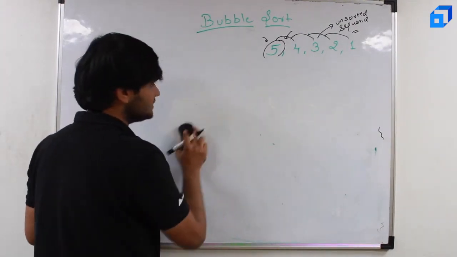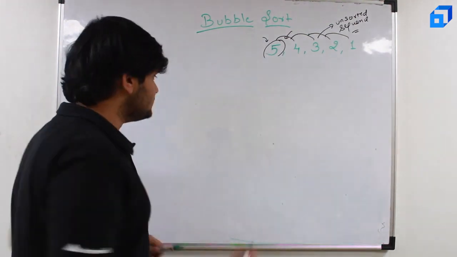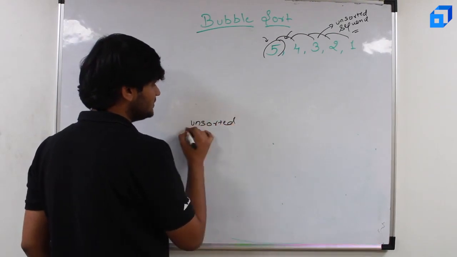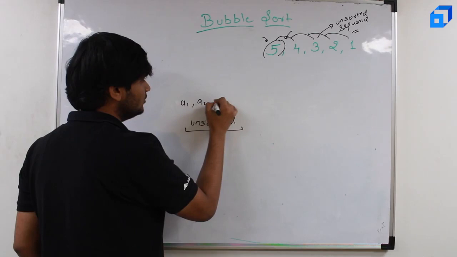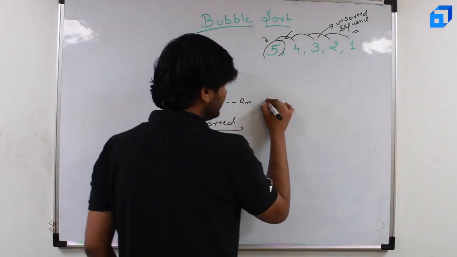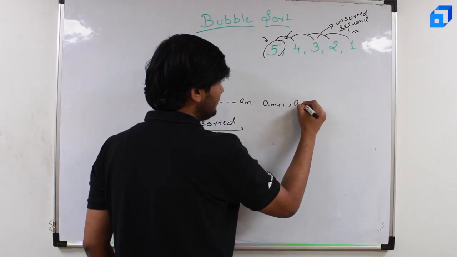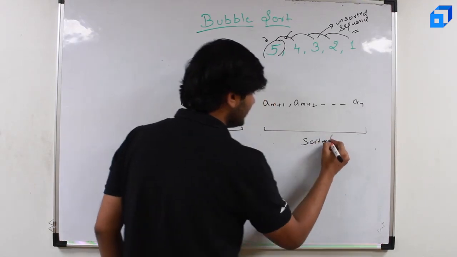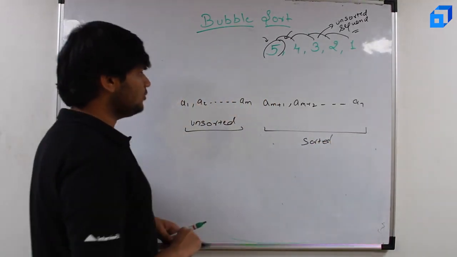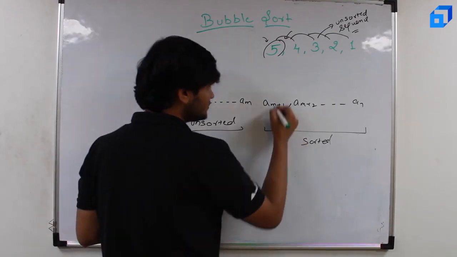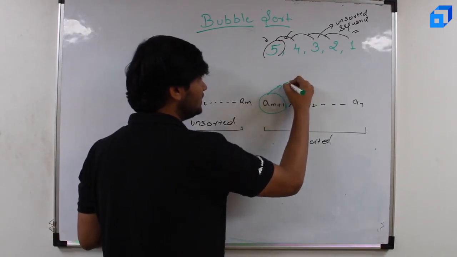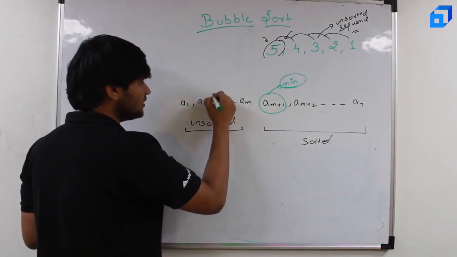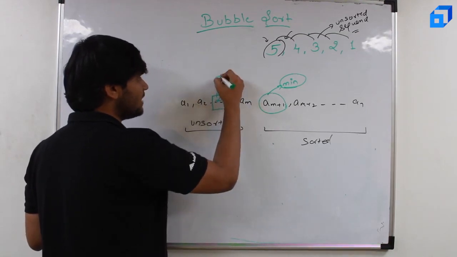So let's see what the basic intuition behind bubble sort is. Suppose you are given an unsorted sequence, with an unsorted part a1, a2 till am, and after that, starting from am plus 1, am plus 2 till an, a sorted part. So this is the sorted region and this is the unsorted region. Inside this sorted part, this is going to be the minimum element, and say inside this unsorted part we have some element x as the maximum element, right?